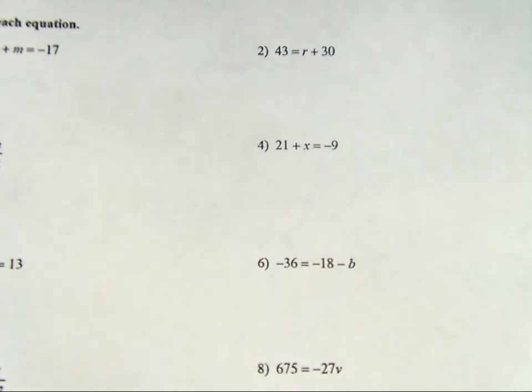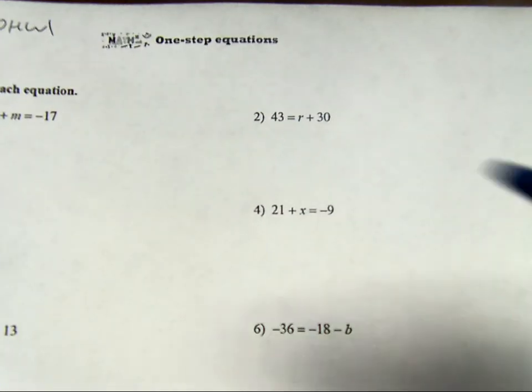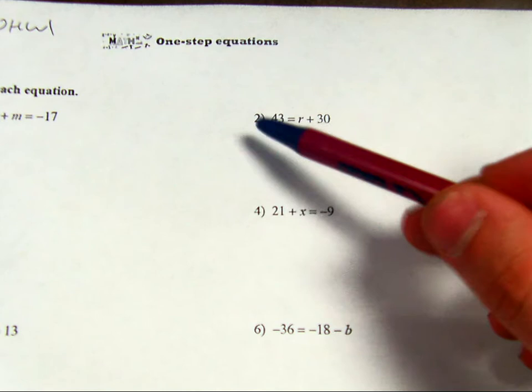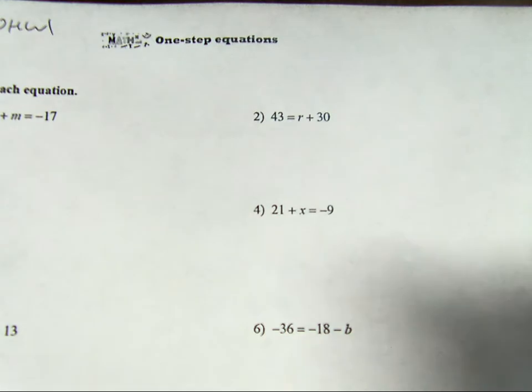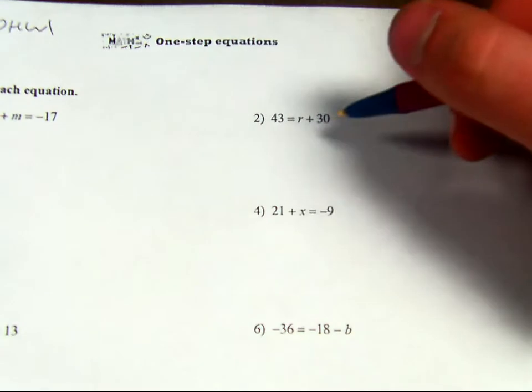Okay, so now we're getting into the real algebra stuff. Here we're talking about a one-step equation. That means we have a variable and some numbers, and we're going to try to solve what that variable is using the other information available to us. Looking at number 2 is probably the easiest one on the page.